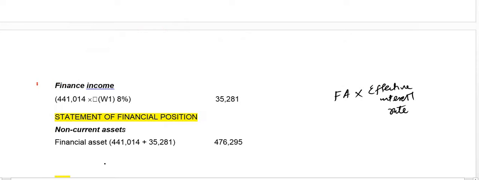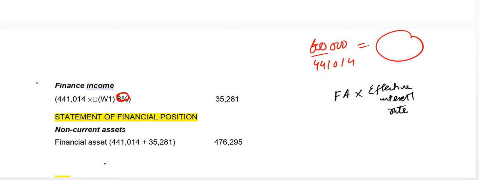So what you will do, the thing is very simple. This is for 1 year, so you will divide the redeem value by the purchase value, and you will get a value. You check that value in the table, then you will get 8%, an 8% discount rate. And you will multiply the purchase value with that 8%, then you will get the finance income.